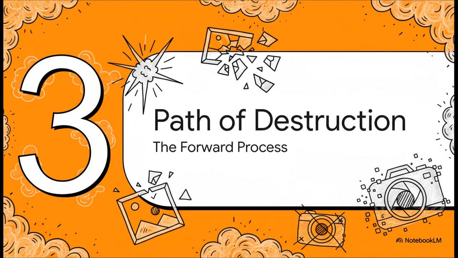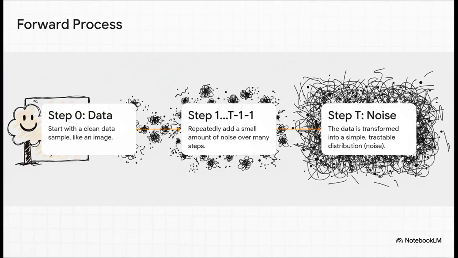So let's look at the first half of that. Let's look at the path of destruction, this controlled demolition of an image. Okay, so the forward process is actually super simple, and it's fixed. It never changes. You start with your data, let's say a clear image.